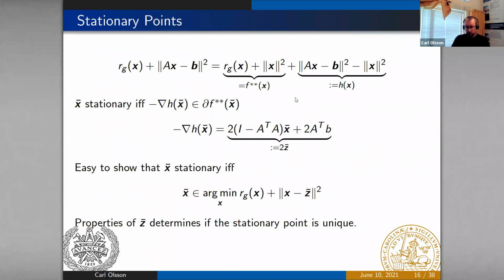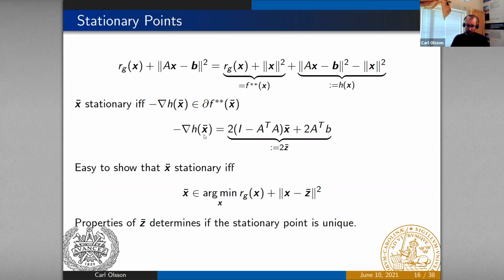Right. Okay, so the main result is coming up. I'm studying stationary points, and the way I do it is I put back this quadratic. I look at this convex function and this differentiable function. This one is nice in the sense that it has a subdifferential. So these are the stationary point equations.